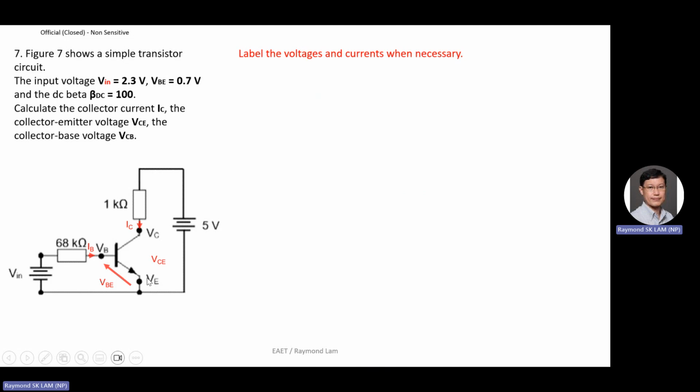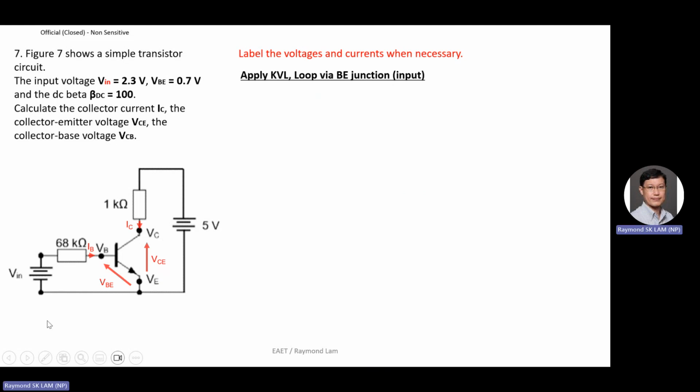Next you have the VCE. VCE is also an important voltage on the transistor. Same thing, this is a double subscript notation. The first subscript is C, so it's at this point C. The other subscript is E, which is the emitter of the transistor. Then next, you apply KVL, which is a loop via the base-emitter junction.